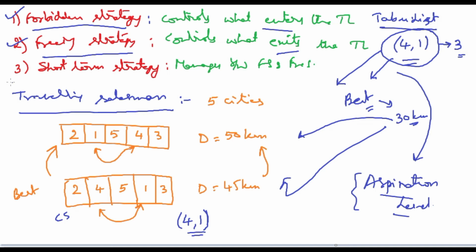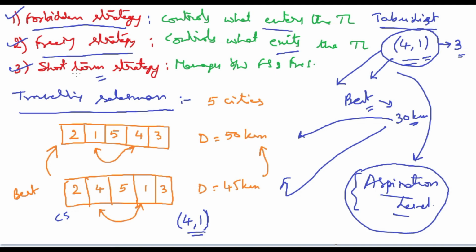Short-term strategy means simply application of aspiration level and making the item free. That means the 4-1 is first in the taboo list, after that it is free. That movement is called short-term strategy. That operation of taking this item out of the taboo list is freeing strategy, and the operation of movement is short-term strategy. So this is a very good example for explaining all these things.